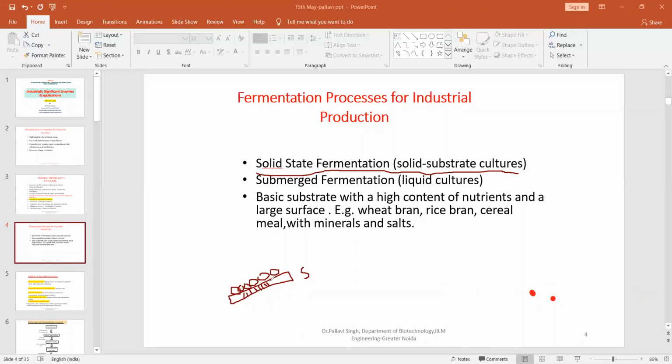So industrial processes have to be defined in terms of the type of culture and the mode of fermentation. Basically we carry out in 2 modes: solid state fermentation, in short written as SSF in research papers, and submerged fermentation.